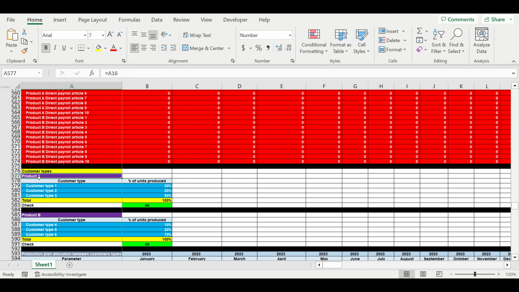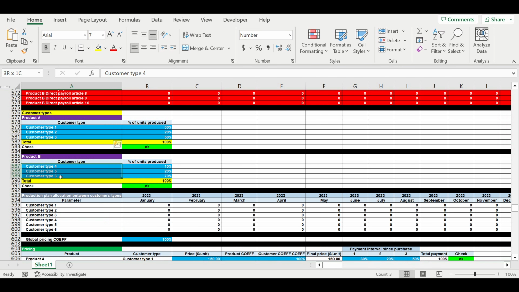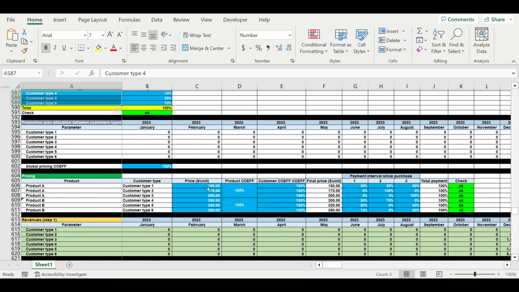Then we start moving to the revenues. So here for product A we have 3 types of customers. Here we allocate the percentages of units produced between 3 types of customers for product A and product B. Then we have different prices for different types of customers for product A and product B. So these are the global pricing coefficient and the local pricing coefficient for product A and product B. And here we also have a local pricing coefficient specifically for each type of customer.